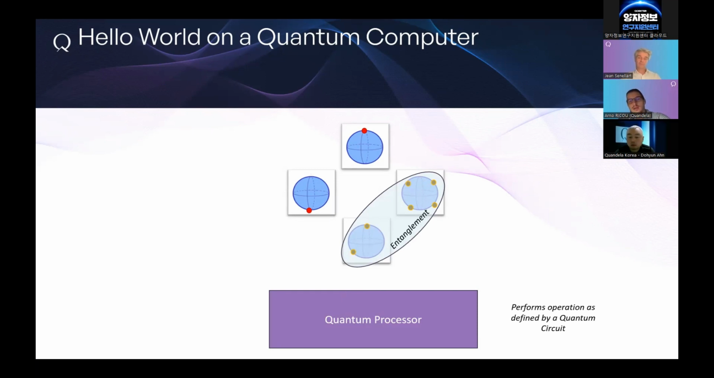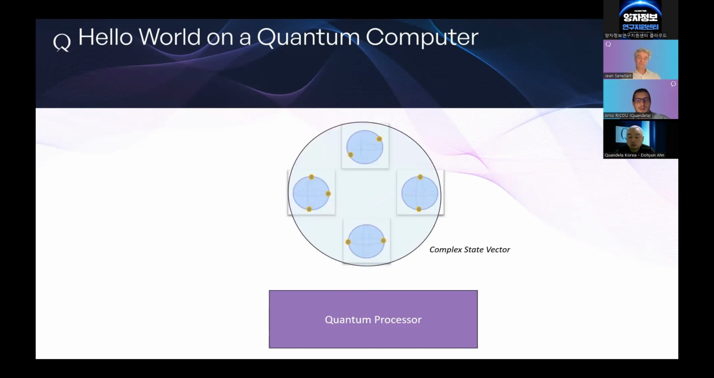As you see here, the red point has been demultiplied, so we're now in a superposition of states, but we also create entanglement between 2 different qubits. And we can do that with all the qubits, and mathematically, the object representing this complex 4 qubit state is a complex state vector.